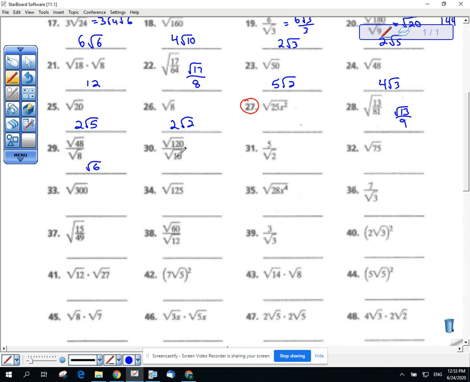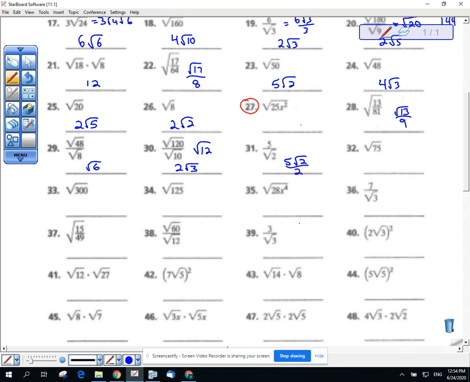120 divided by 10 is 12. This is the square root of 12, except this one, different from this one. This one we can continue, and we can take out the square root of 4. This would be 2 times the square root of 3. Here you can rationalize the denominator. That's going to be multiplying by root 2 over root 2. That's going to be 5 root 2 over 2.